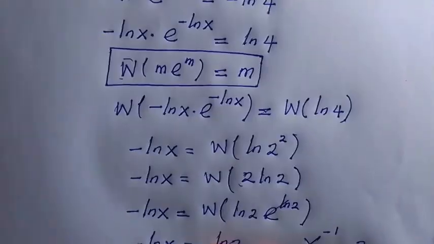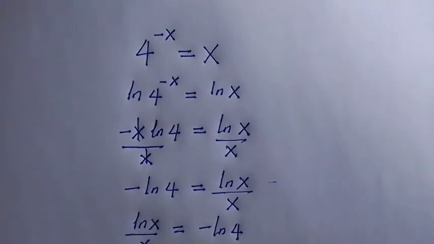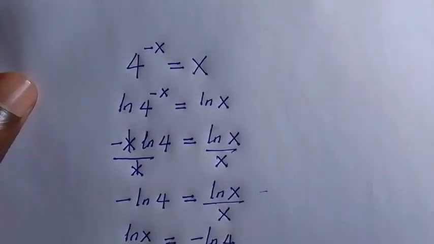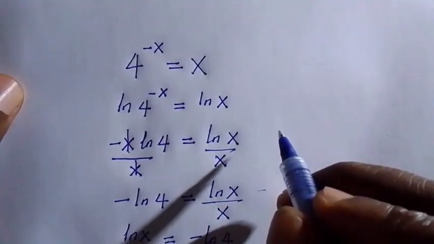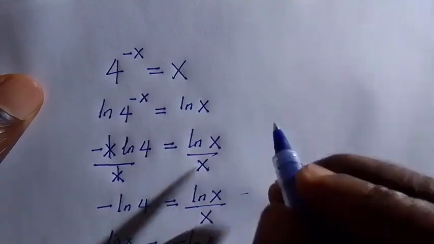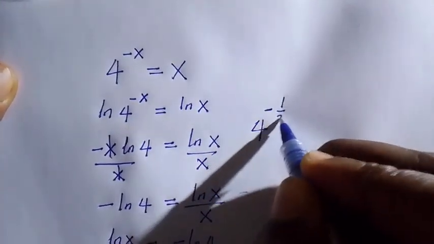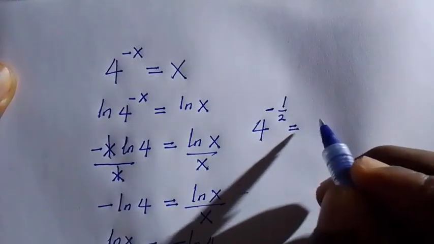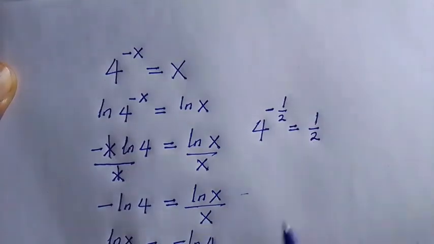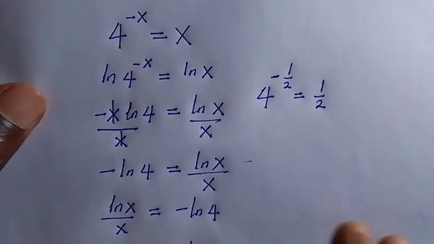So we can indeed check for it. We can test for it from the given problem, which is 4 to the power minus x equals x. Since we get x equals 1 divided by 2, by plugging it in, we have 4 to the power of minus 1 divided by 2. So we want to prove that it is equal to 1 divided by 2. So this is very clear.